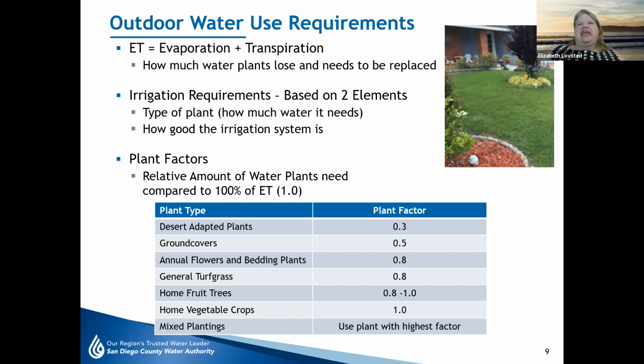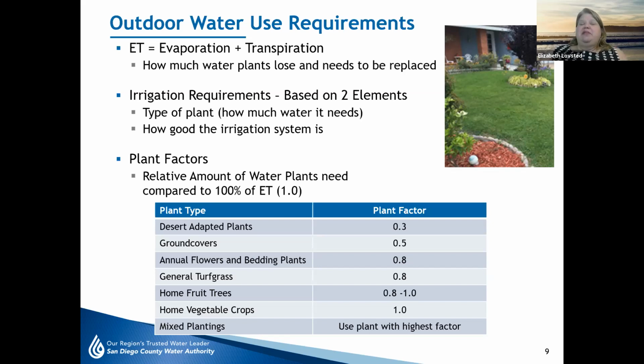And then you have irrigation requirements, and it's based on how much water that the plant needs, and also how good the irrigation system is. Basically, no irrigation system is 100% effective. It's not going to get every single drop where it needs to be to really make plants grow. And so that's one of the concerns we have with DWR assumptions: what are they assuming for the efficiency of the irrigation system.